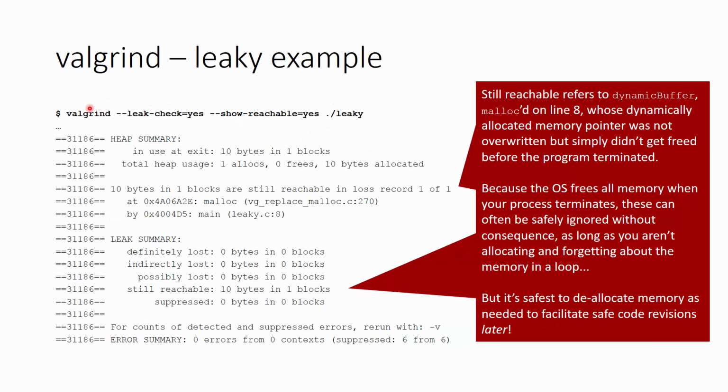Here is what I've researched, a lot of different ways to run valgrind. This appears to be the way that generates enough information but not too much information. So --leak-check being on and --show-reachable being on, and then you specify the name of the program. And it tells us things like this. It'll tell us about the heap, that there were 10 bytes that were allocated in one block.